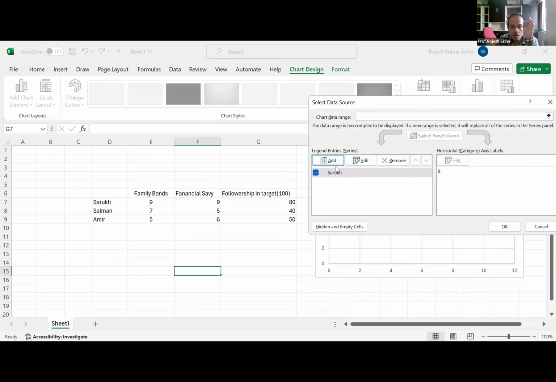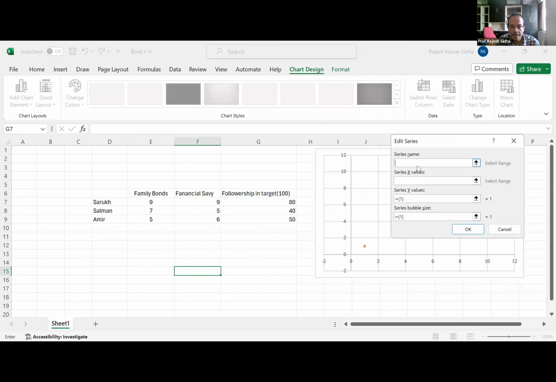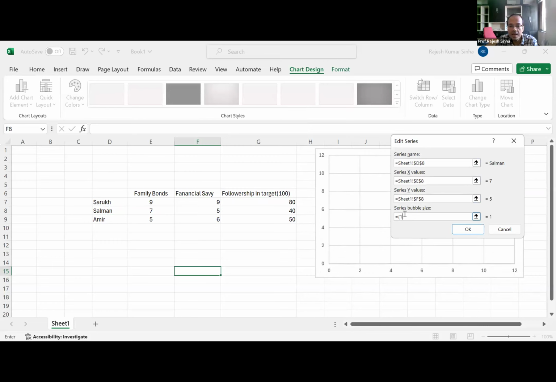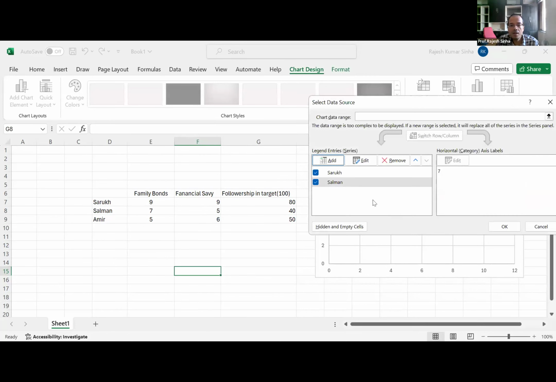This is bubble number 1. Bubble number 2 I am adding. And bubble number 2 is my Shahrukh Khan. No, Salman. Oh no, again I'm repeating the thing. It should be Salman Khan. The x-axis value is 7, the y-axis value is 5, and the bubble size I am recommending should be 40. Okay, my second bubble is ready.